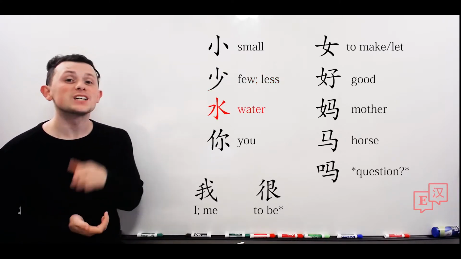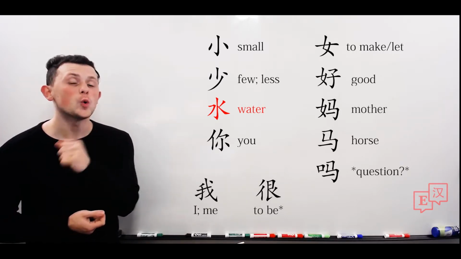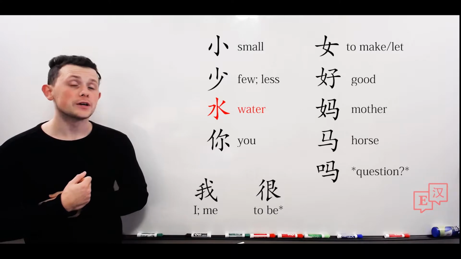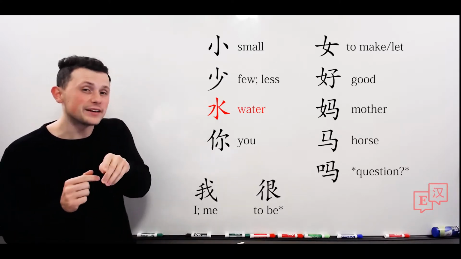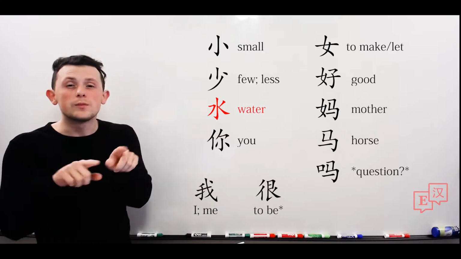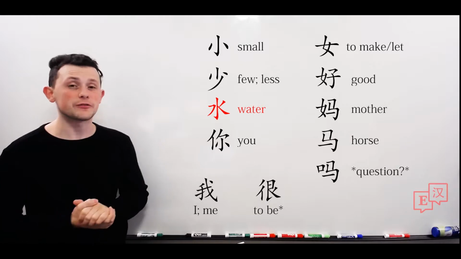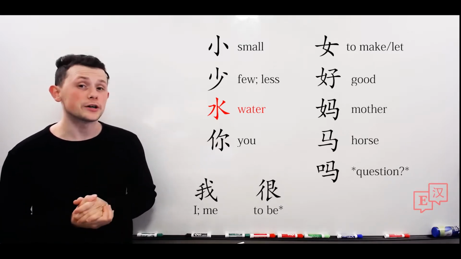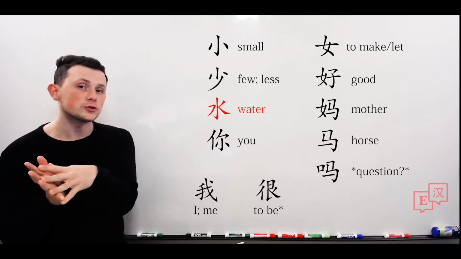shui. Same initial sound as shao. This character means water. Now, it looks similar to xiao, and that initial middle line is similar, but the rest only shares a kind of appearance similarity. The strokes are actually different. But this character means water. It looks like a bead of water hit a surface and then started spreading in all directions.